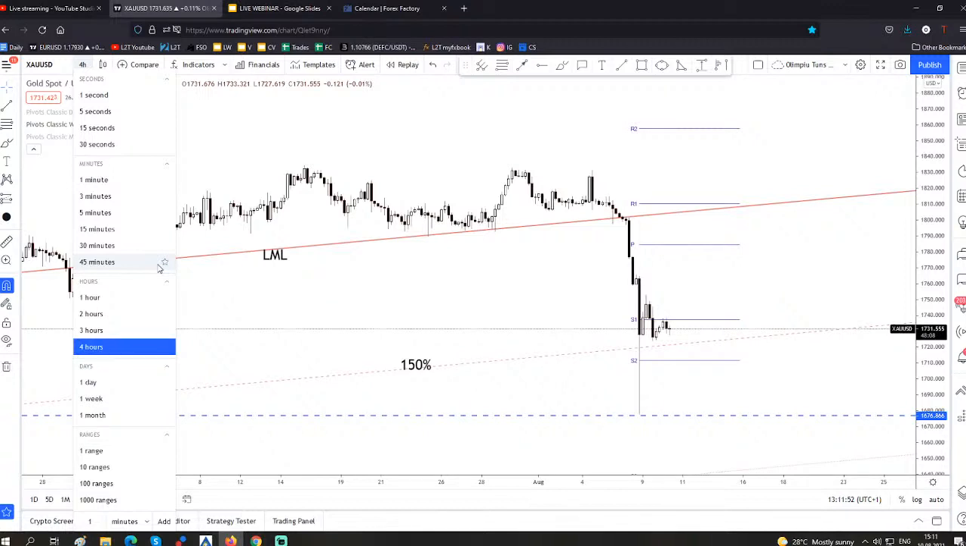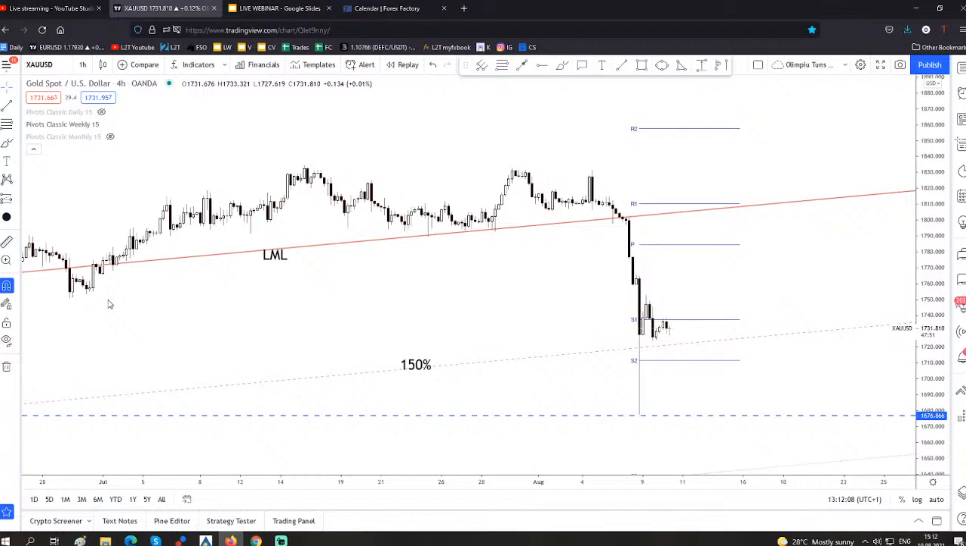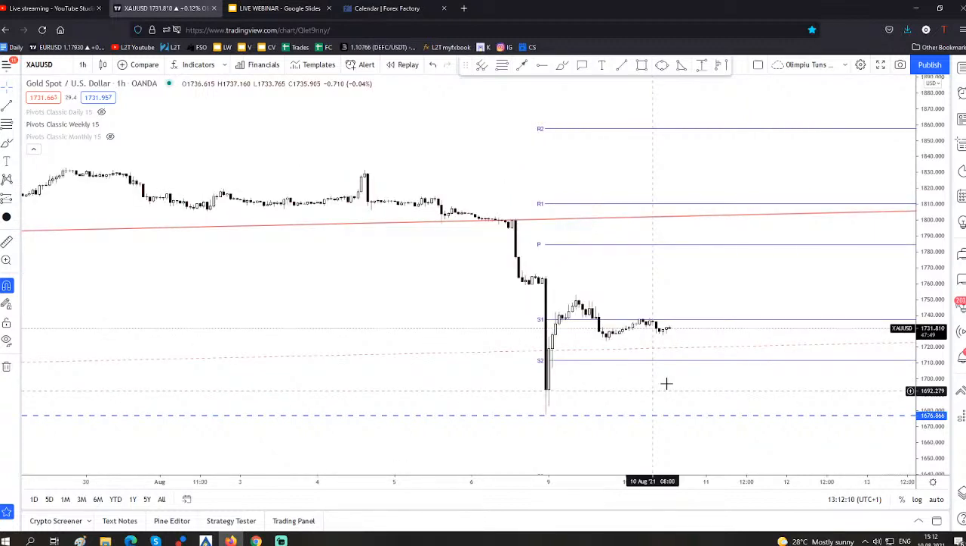Mansour, what is the resistance for DXY? I don't understand. So I've told you that the DXY is trading right below upside obstacles.